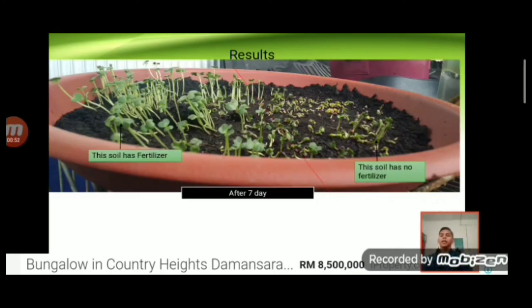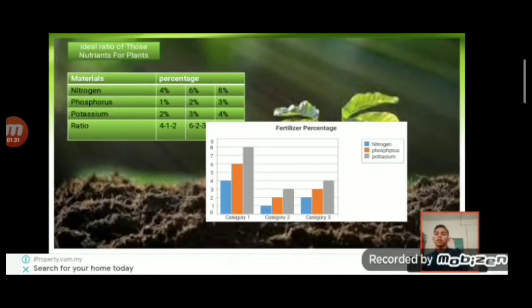Next, on the 7th day, the plant difference was very noticeable and proved that the plants in the fertilized soil are fresher than those in the unfertilized area. We'll present about the ideal ratio of those nutrients for plants.